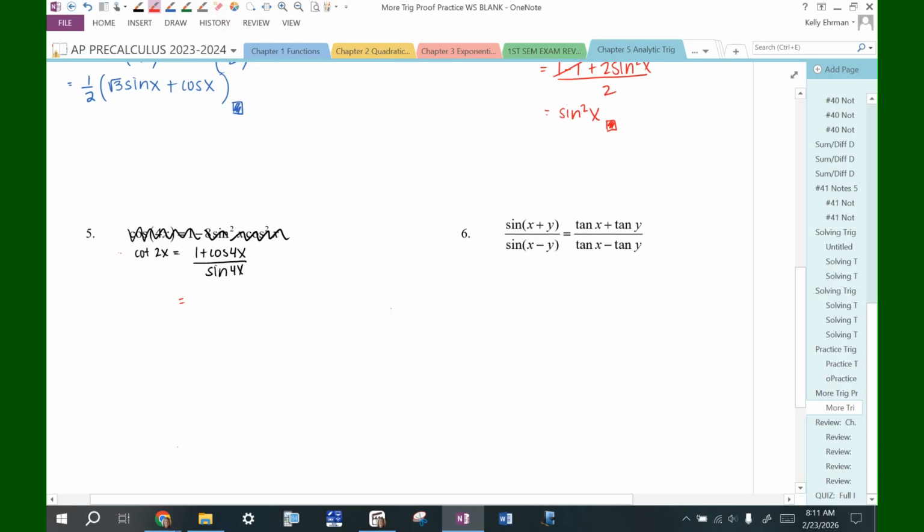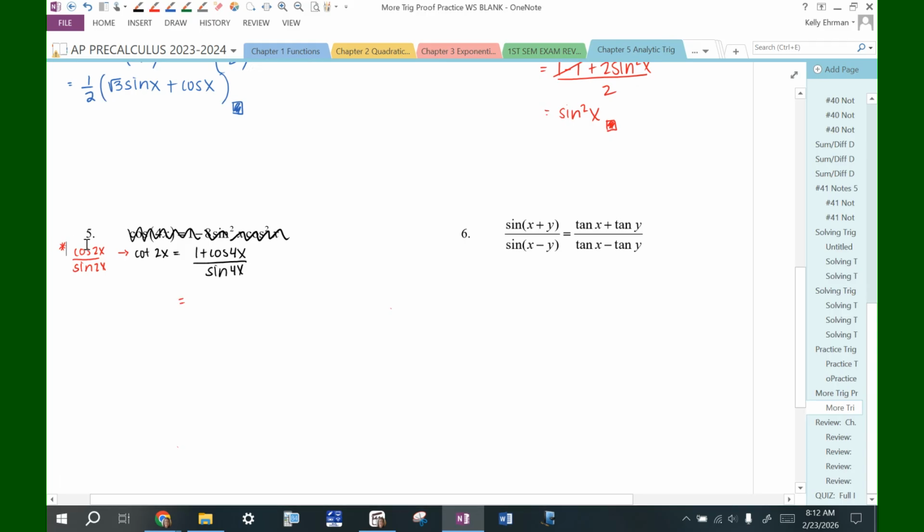I might remind myself, okay, cotangent of 2x, if I can get this side to be cosine of 2x over sine of 2x, that is the cotangent of 2x, because we did not learn a double angle identity for cotangent. So this is your goal. So let's see if we can get there.